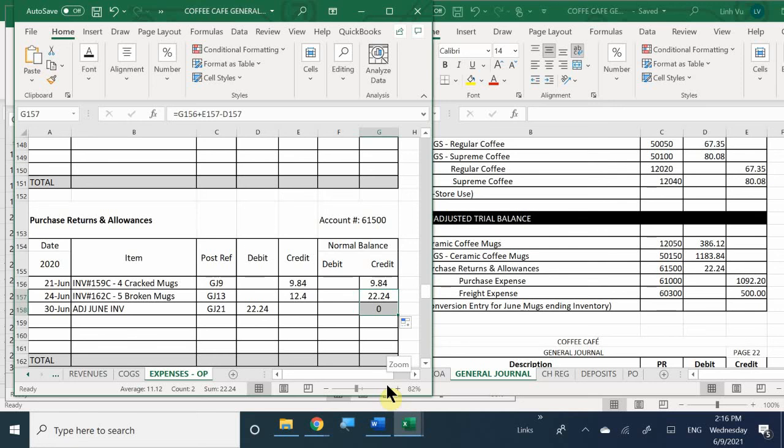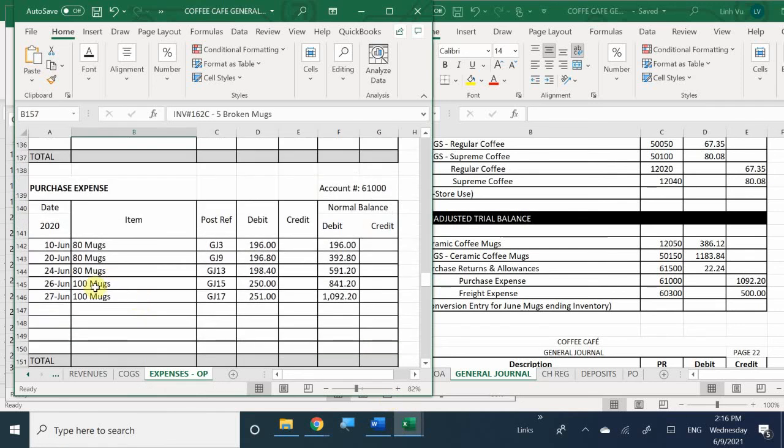Now we go to purchase expense. Purchase expense right above it. It's gonna be 630. Would we just put purchase mugs for June? In this case, right, we already made our purchases of the mugs for June. So this one I put in adjusting June inventory.